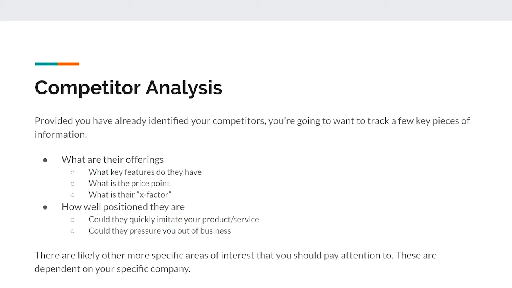The second thing is to look at how well positioned they are. So if you come into this market and you create this product, could they quickly imitate your product or service? And also, could they pressure you out of business? This is really important if the competitors you have identified are very large companies, like Google is conceivably a competitor of yours, or like the example I was talking about earlier, if Northrop Grumman, who is one of the largest defense contractors in the world, is your competitor, think about how they can pressure you out of business and how you can avoid that.